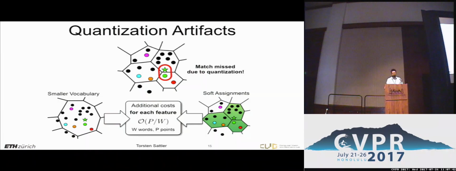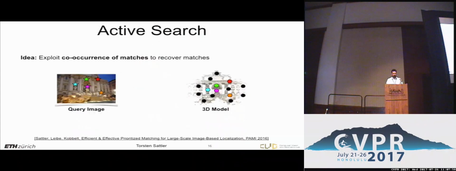So then an obvious question is, can we do something more efficient? And the answer is yes, we can, by exploiting the fact that feature matches do not occur individually, but there's a structure to them. So the concrete idea is to exploit the co-occurrence of matches. So what do I mean by this?